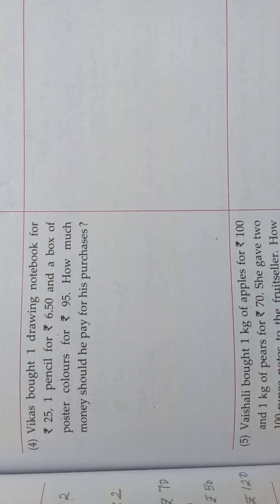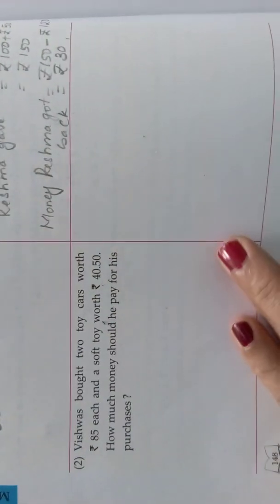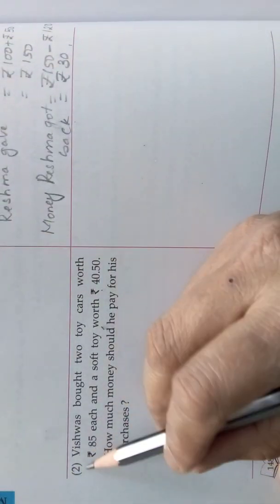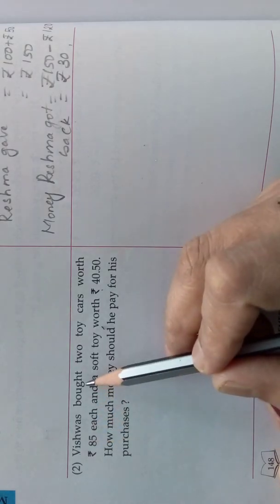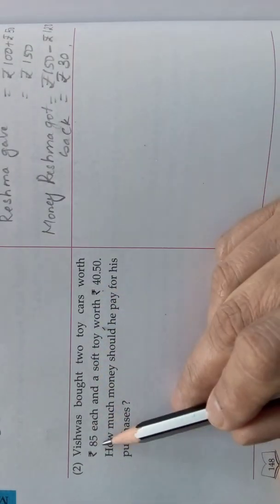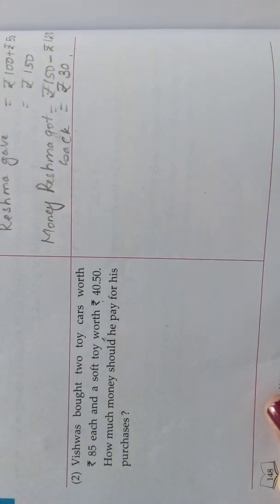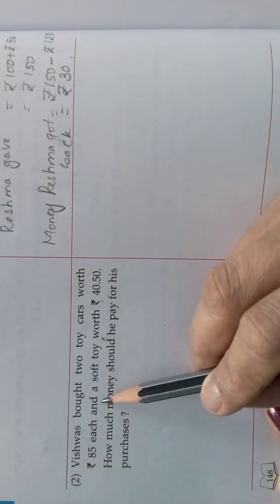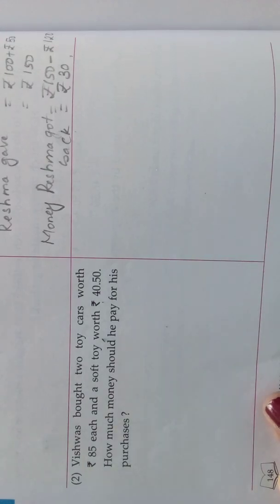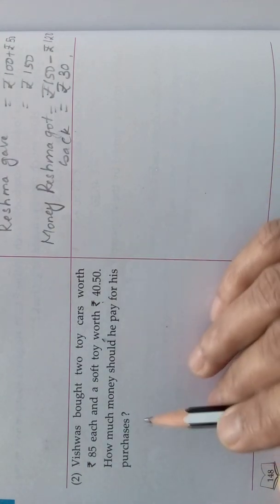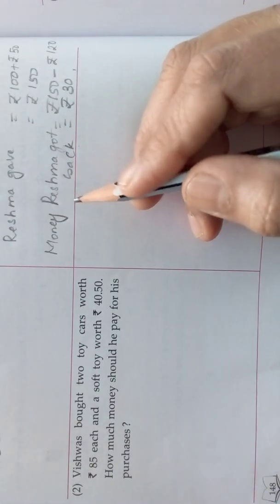Come, I will do the second sum. It is a little bit difficult for you. Look here. What's the second sum? Vishwas bought 2 toy cars worth rupees 85. Okay, so 2 toy cars, each 85 rupees. And a soft toy worth rupees 40 rupees 50 paise. How much money should he pay for his purchase? So, what should we do?